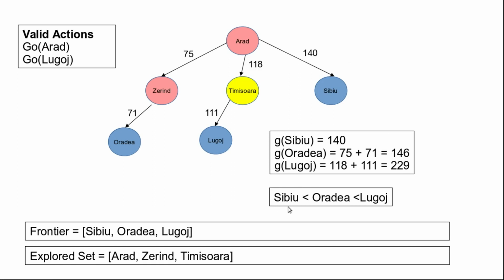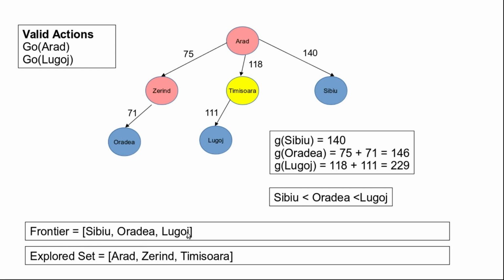And this is the order for the G values. The G value of CBU is the lowest, followed by Oradia and Lugos. So the nodes in the list will be in this order: CBU followed by Oradia followed by Lugos.